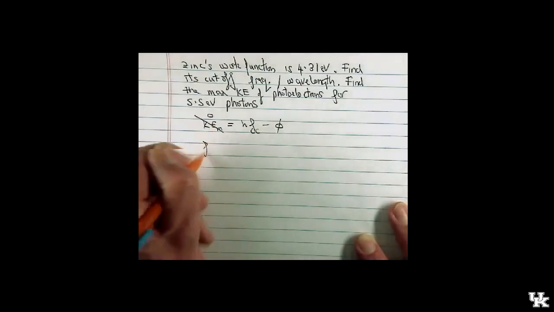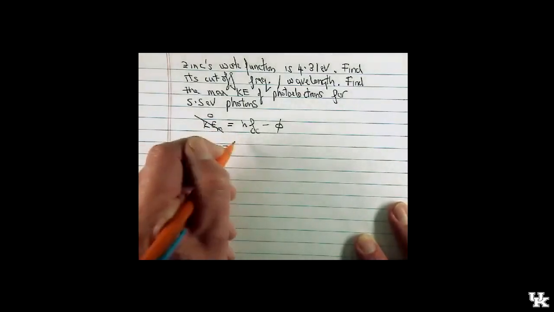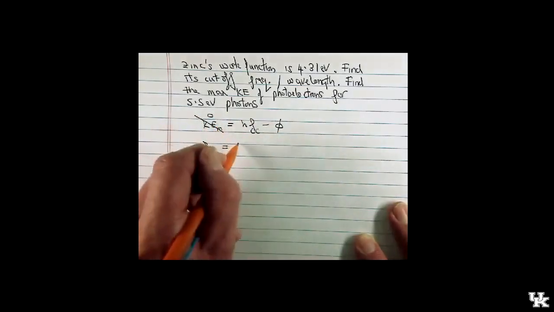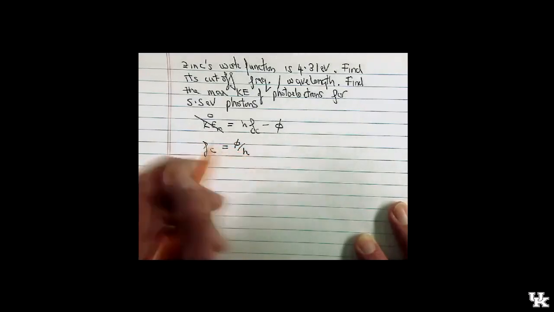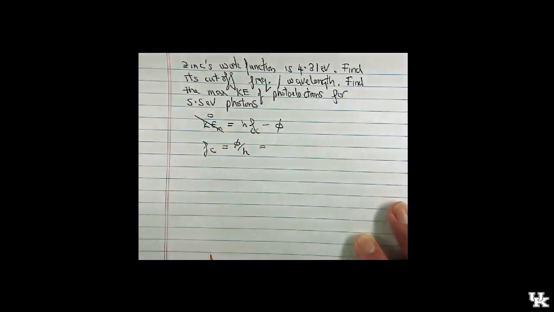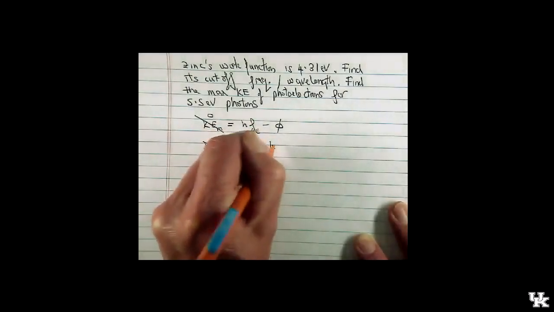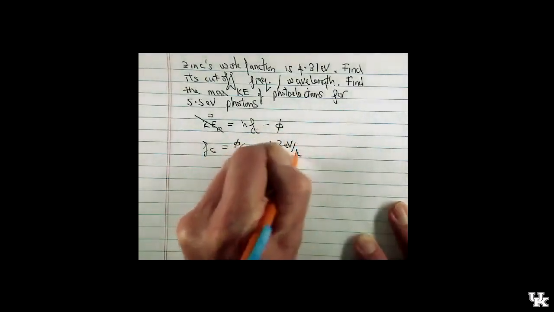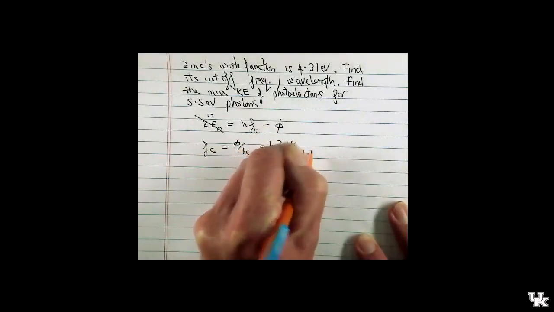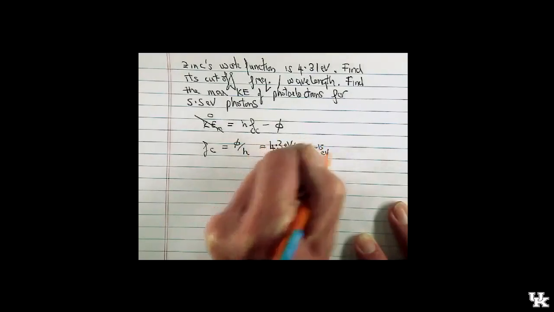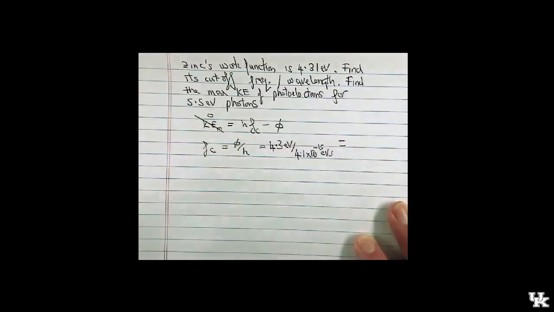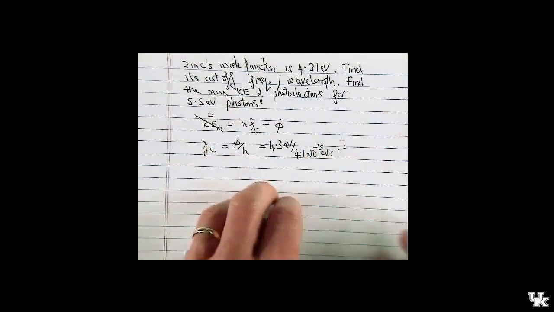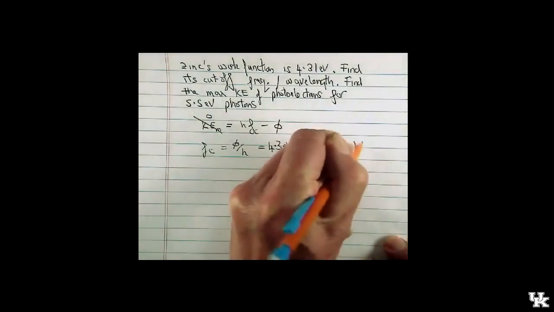If I rearrange this equation by taking phi from one side to the other and dividing by Planck's constant, the cutoff frequency is simply the work function divided by Planck's constant. In our case for zinc, this is 4.3 eV, and Planck's constant is 4.1 times 10 to the minus 15 eV seconds. If I divide one number by the other, I get the frequency. It's 1 times 10 to the 15 hertz, roughly.